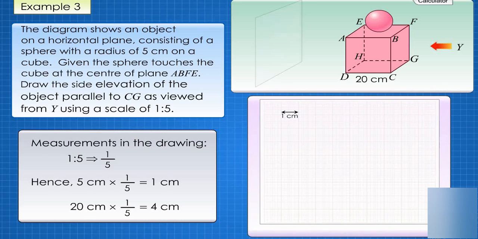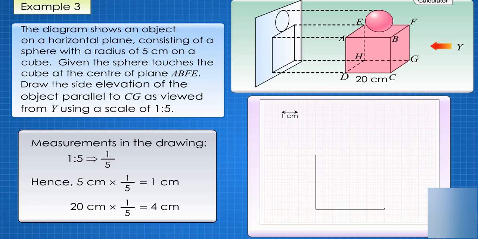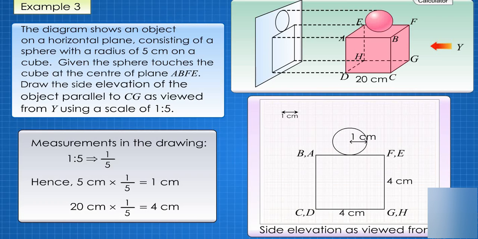Then, we draw the side elevation of the object as viewed from Y. Complete the drawing with the given labels and the calculated measurements.